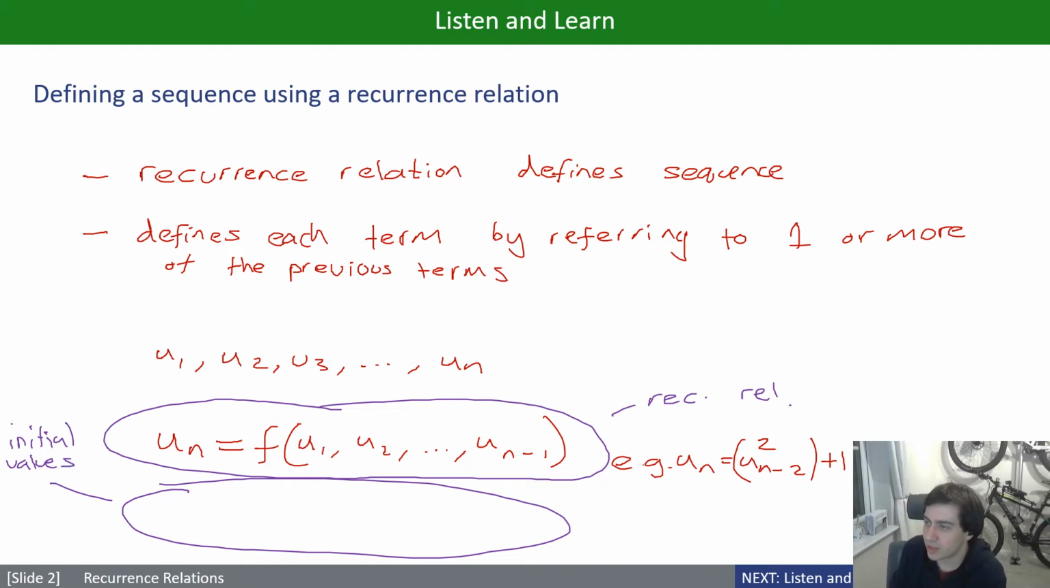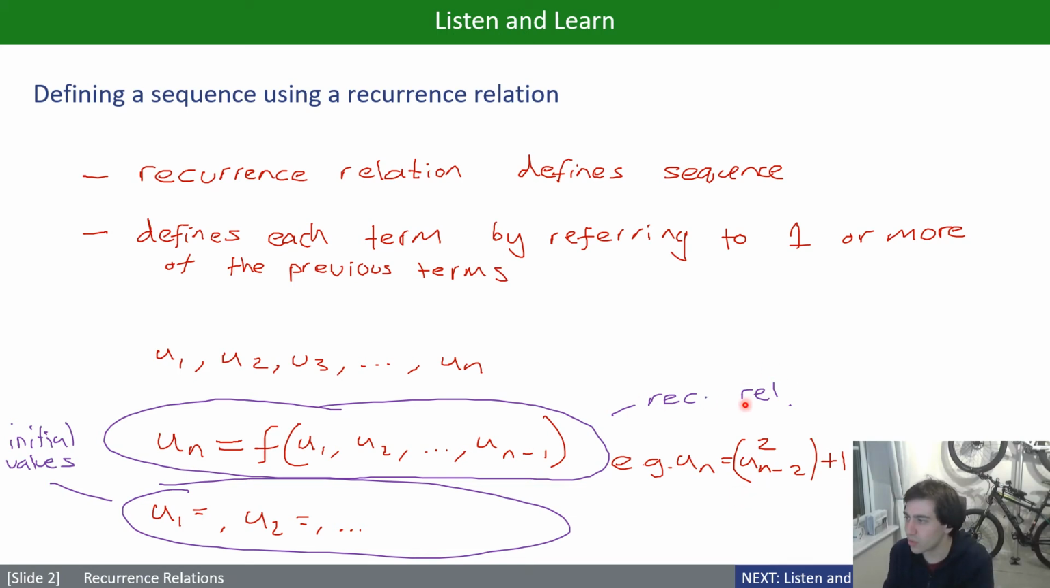And that will be something like U1 equals, U2 equals, and how many of those you need to define depends on how far back in the sequence your recurrence relation is looking. If your recurrence relation is just U_n equals 2U_(n-1), you're only using the previous term. So you only need to tell me the first term, and that'll be enough as an initial value. This one, for instance, you're going to have to tell me the first 2 terms, because until you tell me the first 2, I can't look back 2 in the sequence.